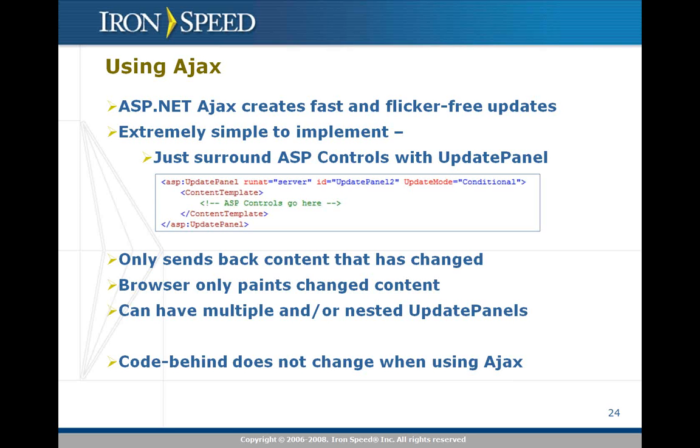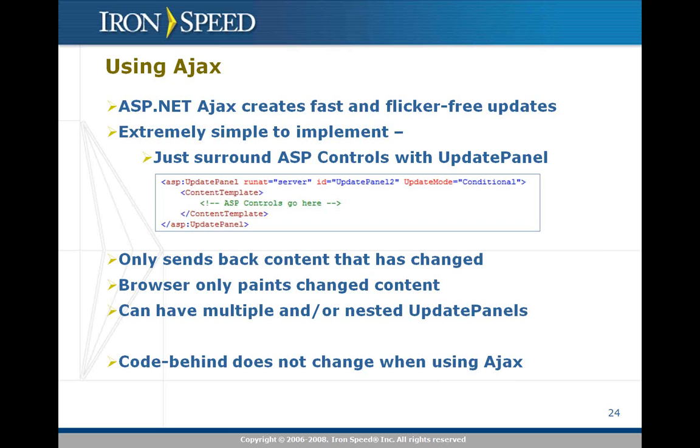So what you can do is you can just surround the .NET controls with ASP:UpdatePanel, as you can see in this particular thing. And then essentially anything that happens inside of that section, inside of that content template, will get refreshed only for that particular section rather than the entire page. And Microsoft .NET takes care of making sure that only the content that has changed is retrieved back, and then the browser only paints this changed content.